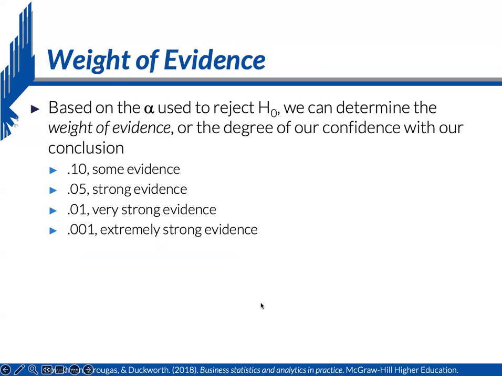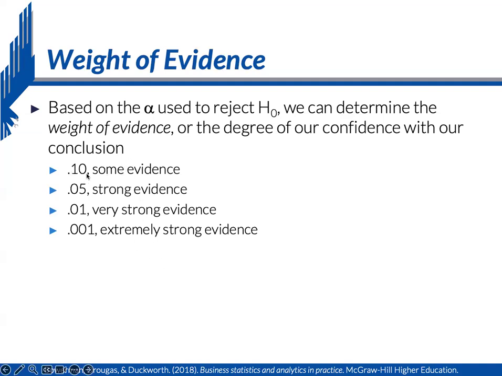Now, the convention for alpha is 5% or 0.05. But in our examples, we will be using four different values of alpha, which can also be used to make qualitative descriptions of the amount of evidence that we have. So if we can reject the null hypothesis at an alpha of 10%, we can say that the weight of our evidence is some. We have some evidence to support the alternative hypothesis. And as alpha decreases, the probability of committing a type 1 error decreases, and therefore the weight of our evidence also gets stronger.